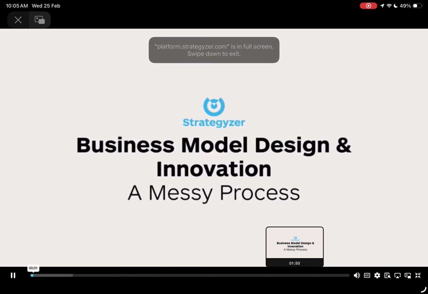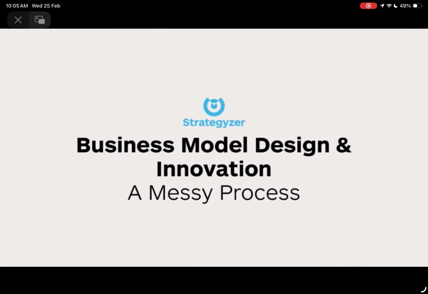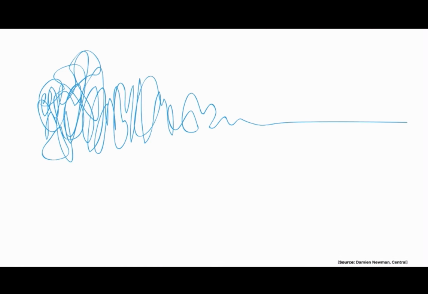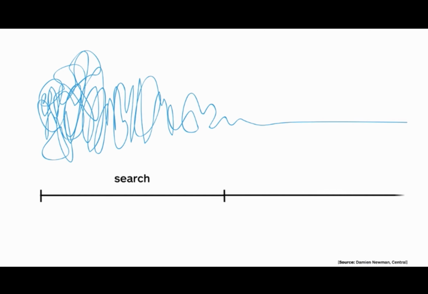In this slidecast, we're going to look at the business model design and innovation process. The first time, it's a messy process. It looks something like this, and it has two phases. The first phase is the search for the right business model, and only when you've figured it out, that's when you move towards execution. And in this course, we're going to focus a lot on the first part, because searching for the right business model is the hard part.